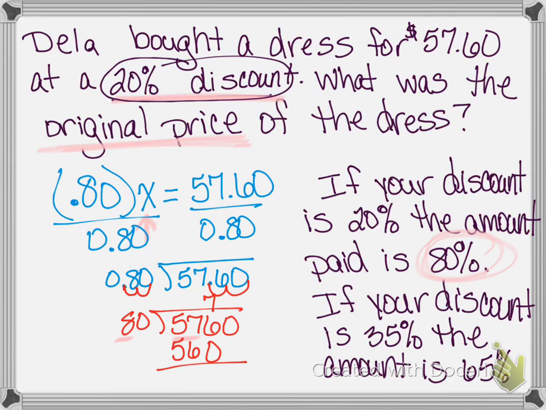Okay, so then 7 and 6, so I'm subtracting. Then how many times does 80 go into 160? Twice. And so $72 is my original price.